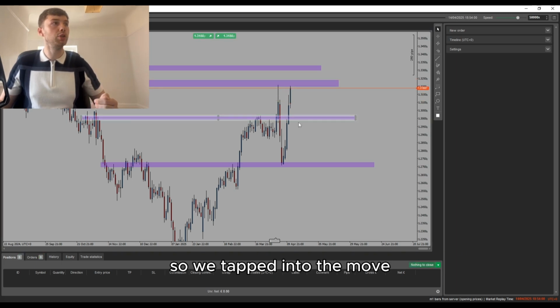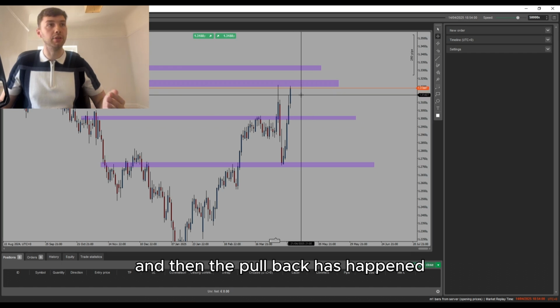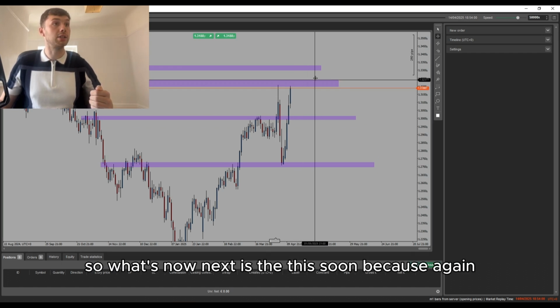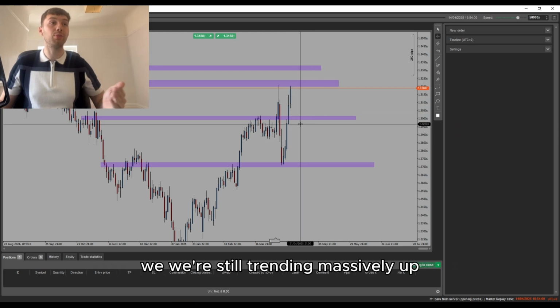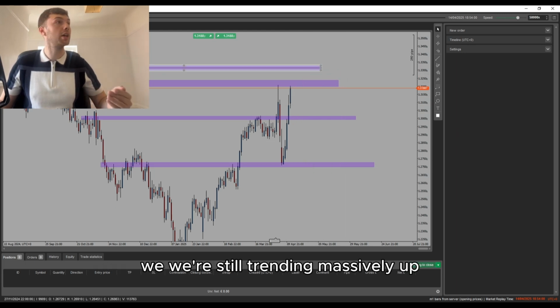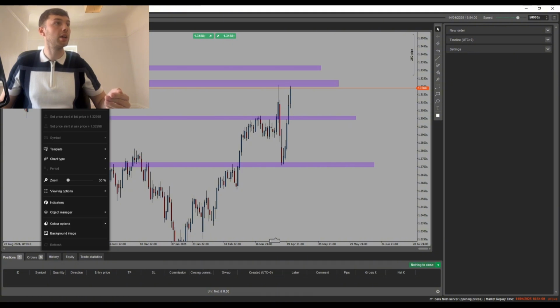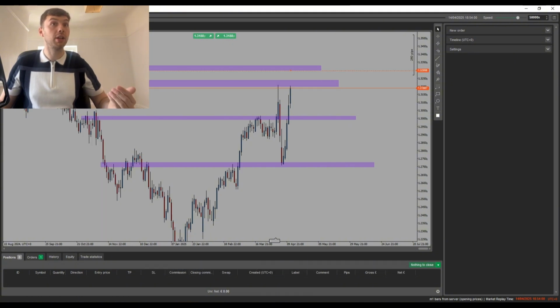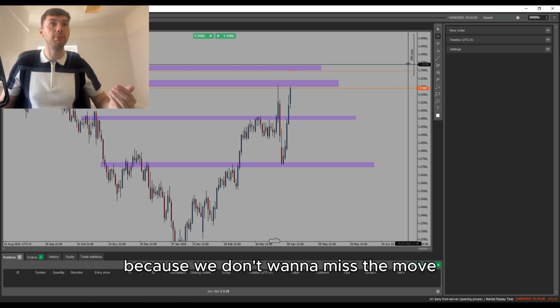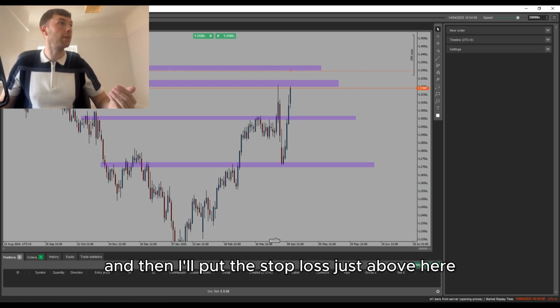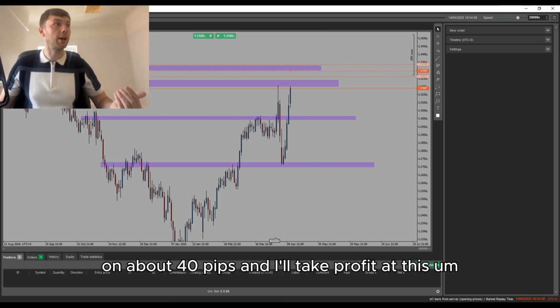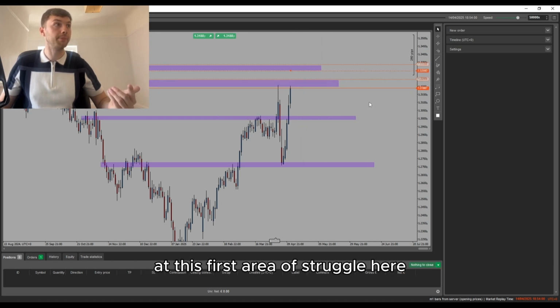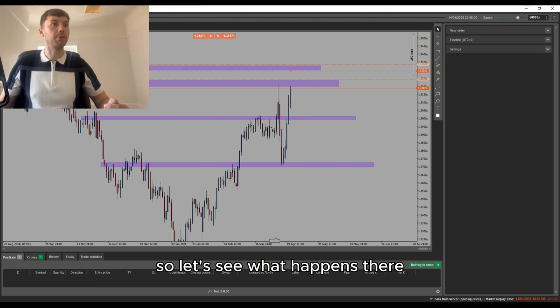So we tapped into the move, and then the pullback has happened. So what's now next is this zone, because again, we're still trending massively up. As long as we get to this level and we don't pull back before that, then this is still a valid level. So I'll go just before 133 because we don't want to miss the move. And then I'll put the stop loss just above here on about 40 pips. And then I'll take profit at this first area of struggle here. So let's see what happens there.